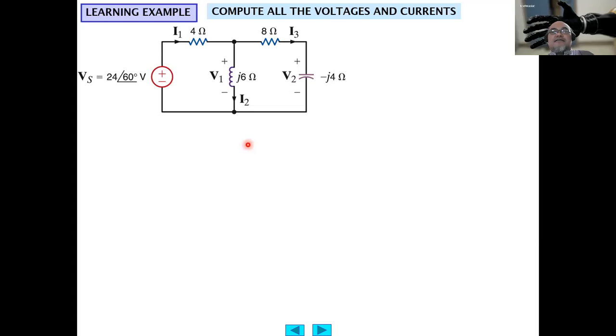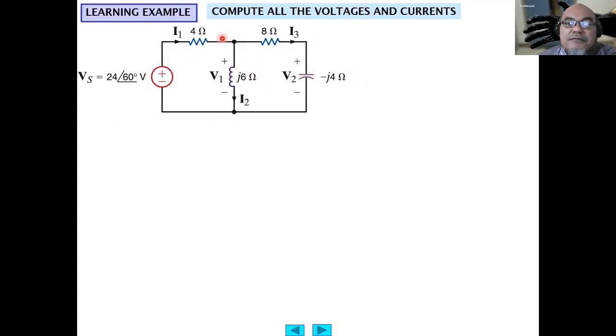Let's give this a shot. Yeah, this is one example. Compute all the voltages and currents in the circuit. We have a voltage source here with magnitude 24 and phase angle of 60 degrees, connected to a 4 ohm resistor, an inductance with impedance j6 ohm, and a capacitance with impedance minus j4 ohm.